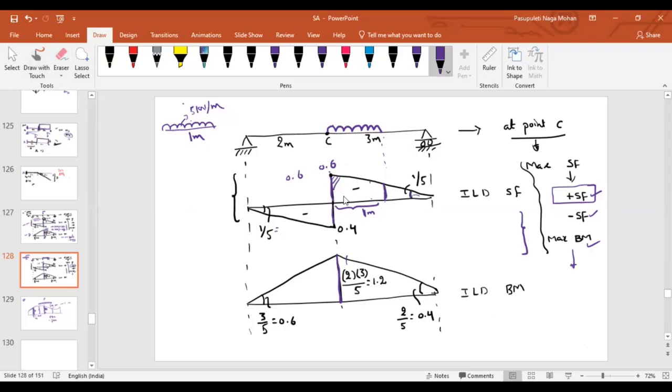You are taking the slope here. That means you have to consider this distance. What is this distance? Total from here to here, 3. 3 minus 1, 2. What about this ordinate then? 2 into 1 by 5. How much? 0.4. Now what about the area?